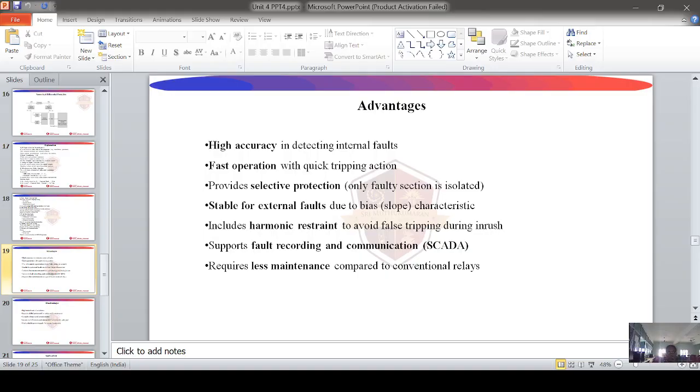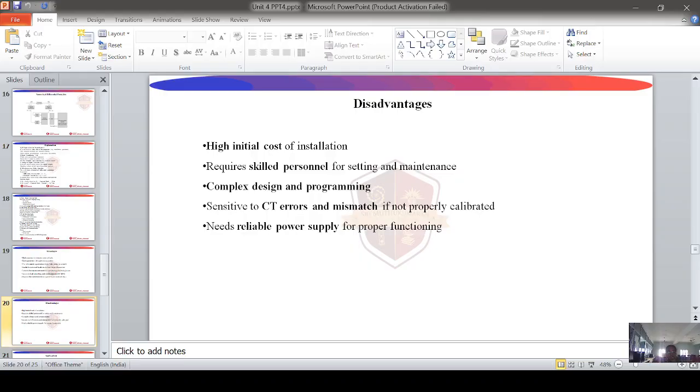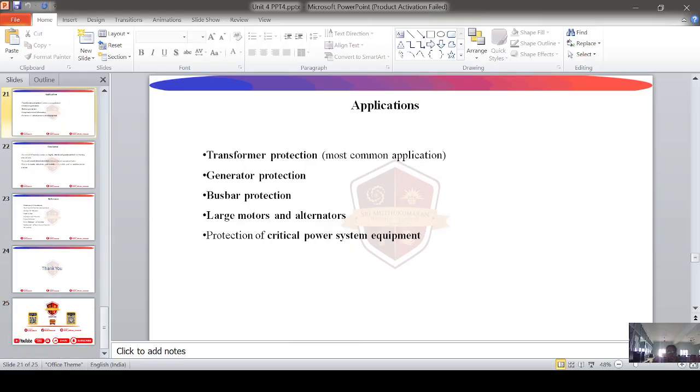Advantages: high accuracy, fast operation, selective protection, low maintenance, and support for SCADA. Disadvantages: high initial cost, complex design, needs skilled handling, and sensitivity to CT errors. Applications: used in transformers, generators, busbars, and motors.